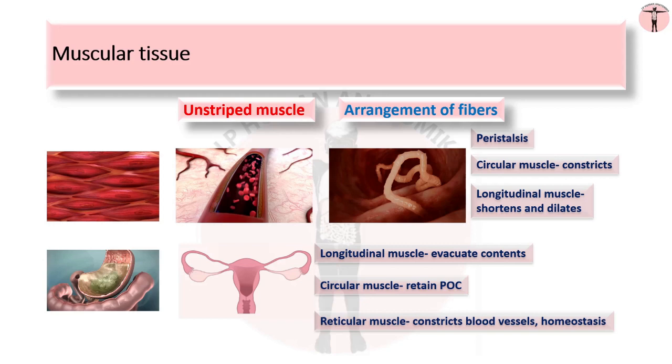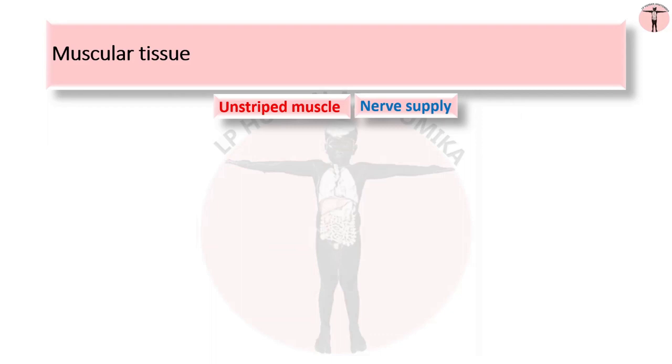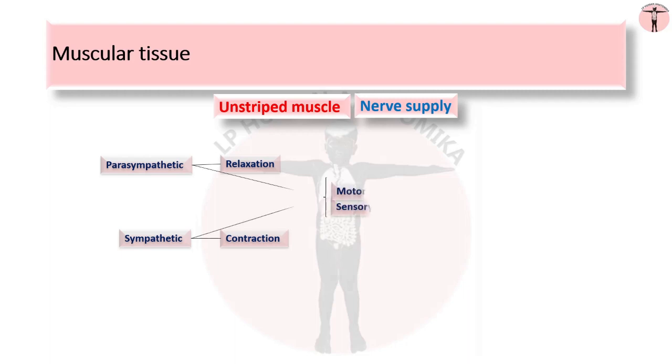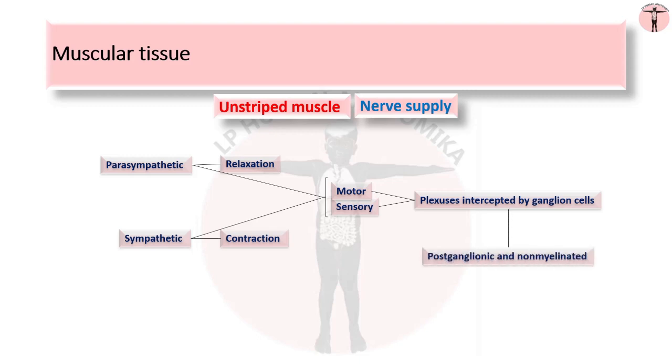The unstriped muscles are supplied by both wings of the autonomic nervous system, parasympathetic and sympathetic. One is meant for relaxation and the other for contraction of the muscles. Both systems contain motor and sensory components. The nerve fibers form plexuses, often interspersed by ganglion cells, and finally, as postganglionic and non-myelinated fibers, reach the muscle cells.